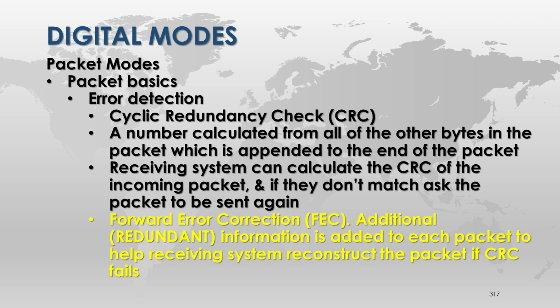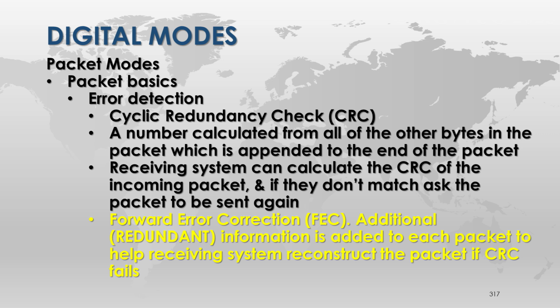Forward error correction, okay, so this is really cool. FEC: additional and redundant information is added to each packet to help the receiving system reconstruct the packet if the CRC fails. So if the checksum's wrong, it can go, oh wait, let's look at that extra data they sent, apply it to the packet. Oh, there's the error, we can fix that. Oh look, now the checksum works.